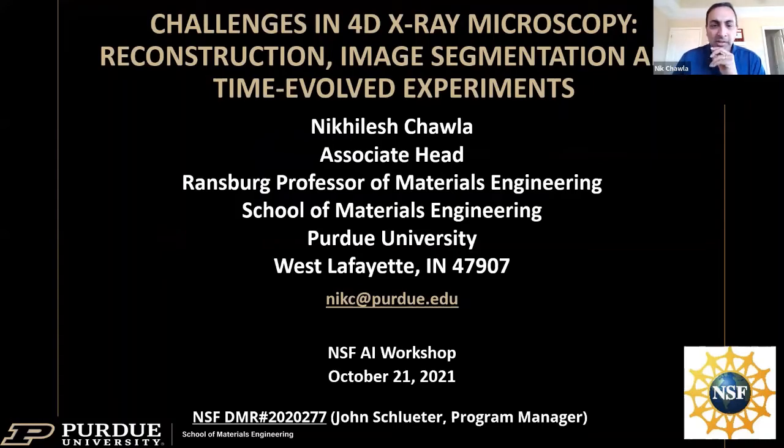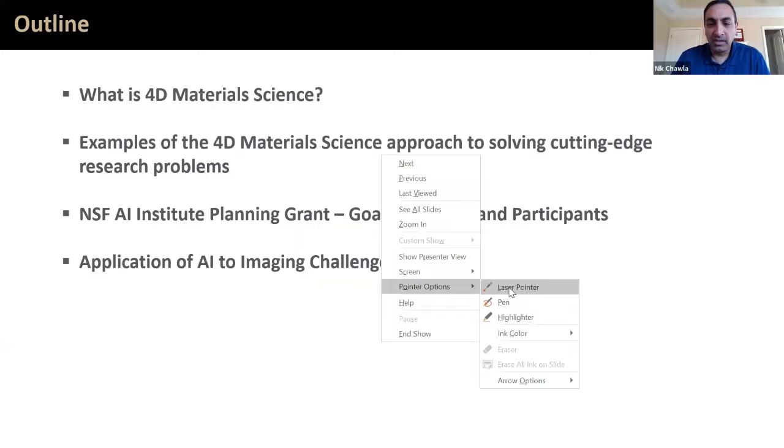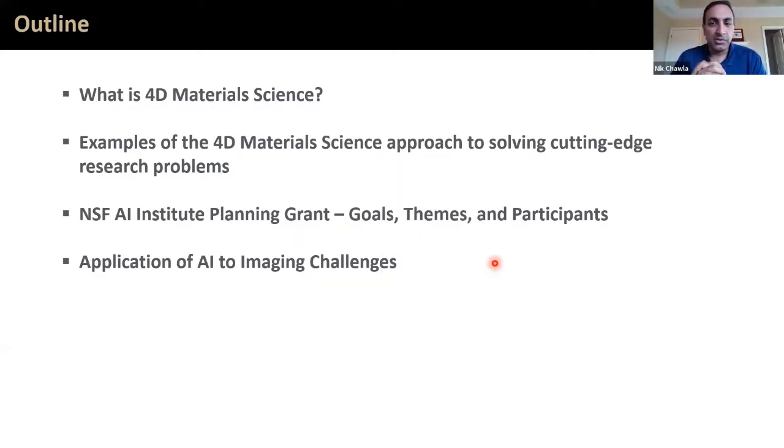I wanted to talk a little bit about what 4D material science is to start off, and maybe give you a few examples of how we can use this 4D material science approach to solve cutting-edge research problems. Then maybe go into a little bit on the actual NSF AI Institute planning grant, which we put together while I was at ASU. During that time, once we got it awarded, that was when I was making the move to Purdue. I'd like to talk about the goals, teams and participants, and Yang has been a real driving force in that regard. And finally, I'll talk a little bit about application of AI to some of the imaging challenges, and hopefully that will spur some discussion in the later roundtables that we have planned.